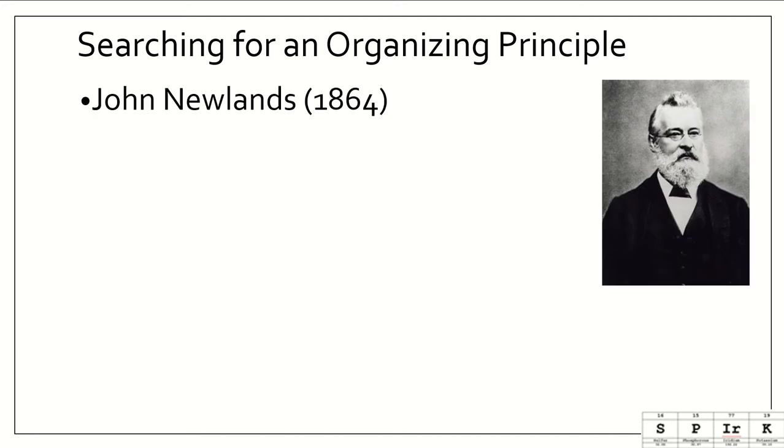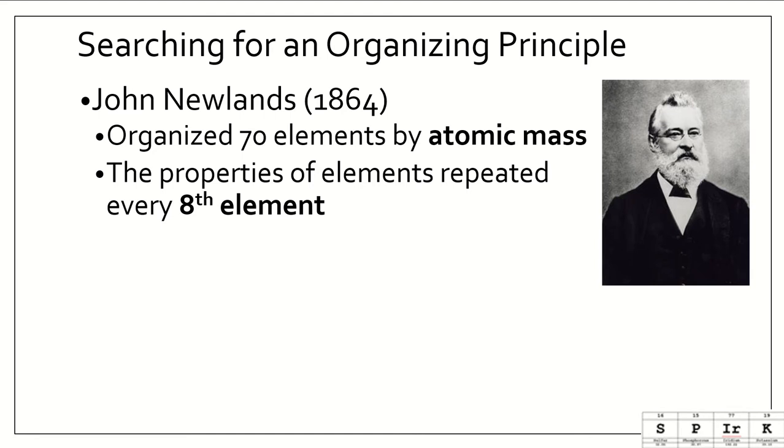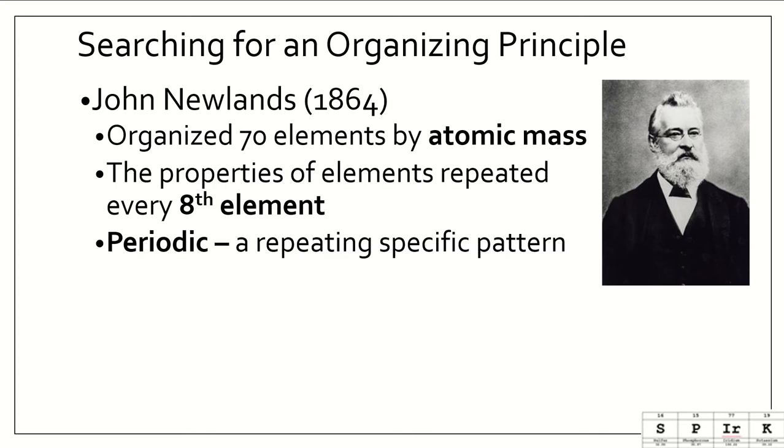Another chemist, his name was John Newlands, and by his time there were 70 elements, and he organized them by atomic mass. And so that, again, is how the periodic table is arranged today. And what he discovered was that the properties of the elements repeated every 8th element. So he was listing them in order from atomic mass, from lowest to highest mass. And what he noticed was that every 8th element, their properties seemed to repeat.